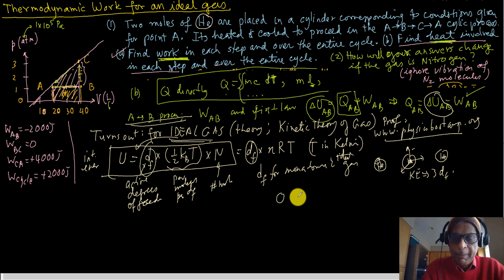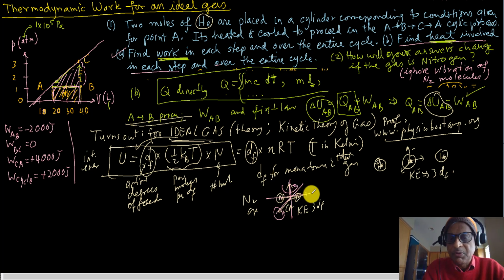If I have nitrogen gas, then each molecule has 2 nitrogen atoms. So the center of mass still has 3 degrees of freedom. But then this can also rotate about this axis with non-zero moment of inertia, and about this axis, non-zero. But if it rotates about this one, there's 0, so that doesn't count. So 2 rotational degrees of freedom.